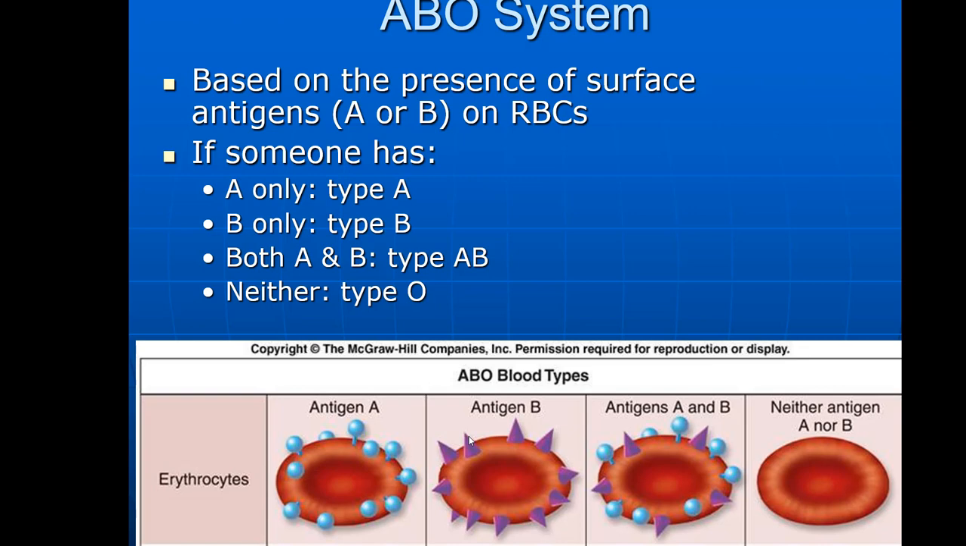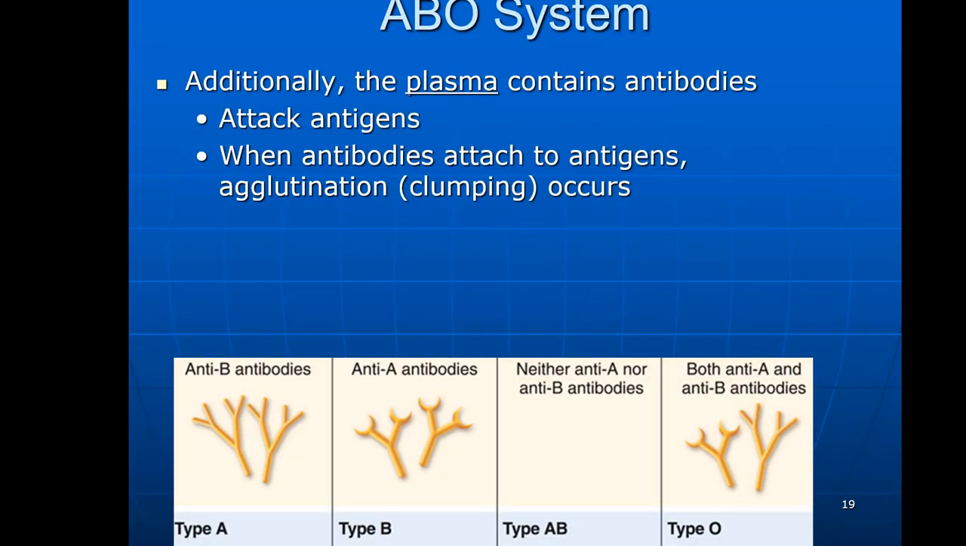Keep that in mind, and now we're going to talk about the antibodies, and I'll try to keep those separate as two different things. Antigens are on the surface, antibodies are in the plasma. The plasma contains antibodies. Antibodies attack antigens, so when antibodies attach to antigens, agglutination, or clumping of the blood, occurs. Remember, you don't want that. So type A blood, remember, has surface antigen A, so it can have antibody B in the plasma because they won't interact. They're not specific for each other.